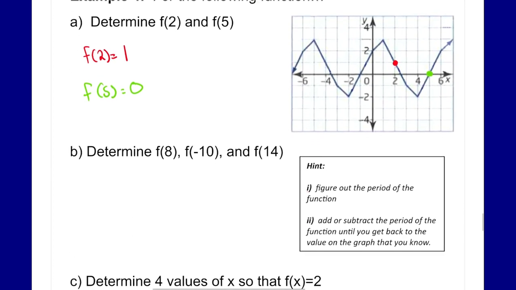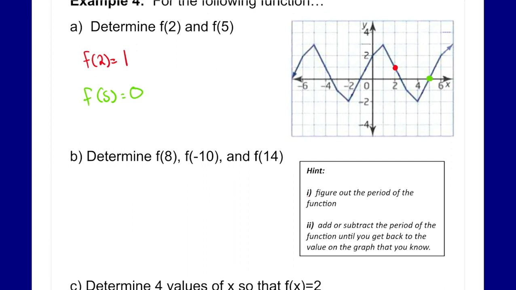Now what I want to do is determine f at 8, f at -10, and f at 14. Now those values are not on the graph. But what we're going to do is use the period to help us out in this situation. Because the period is the length of one cycle, that is going to tell us when we're going to be repeating our values. So first we want to know what our period is. Our period in this case is 6 units. Next, we want to add or subtract the period of the function until we get back to a value on the graph that we know.